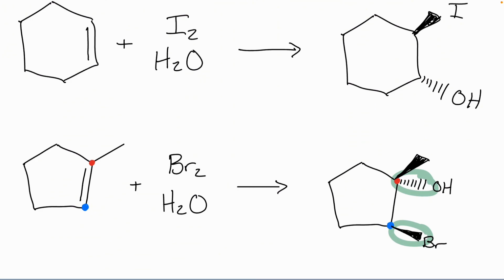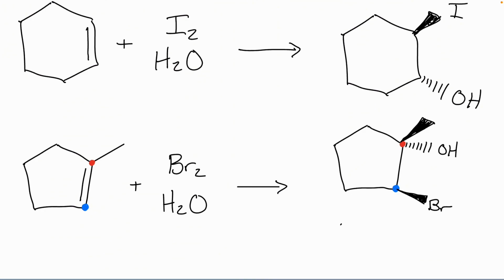But again, just to draw it to be clear, if you had drawn, oh my gosh, I'm running out of room. If you had drawn it like this, with the methyl group on the dash, the OH on the wedge, and the bromine on the dash, that would also be okay.